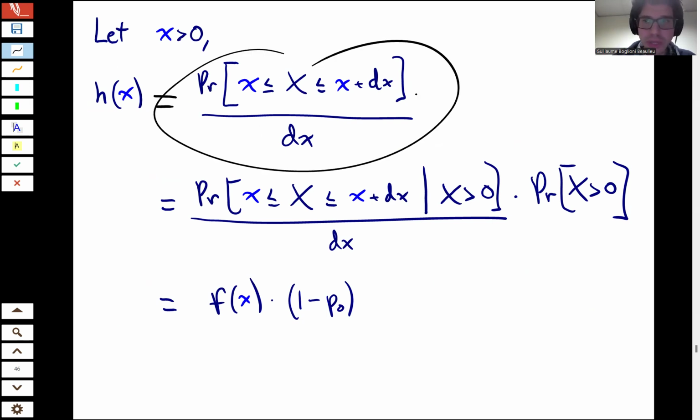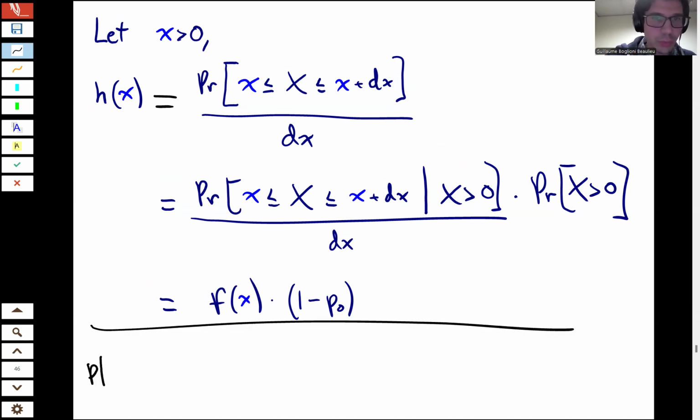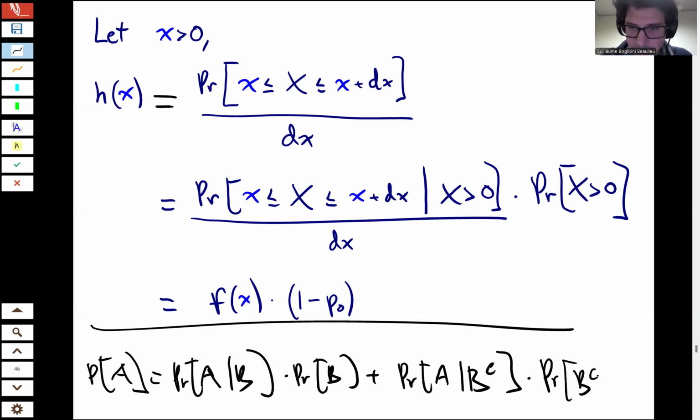This is a probability. You can condition on any event you like, but in our case, the event of interest is x being either 0 or bigger than 0. So this is the law of total probability. Maybe I should write this as a reminder. The probability of anything, A, you can always say it's the probability of A given some other event times the probability of that event, plus the probability of A given the complement of that event times the probability of the complement of that event.